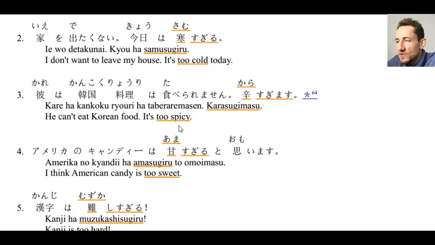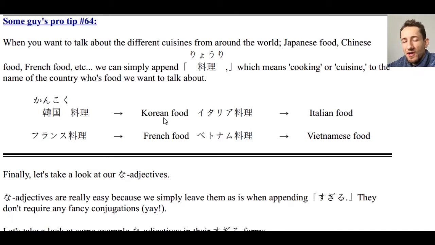He won't eat Korean food because it's too spicy. And here we have a little pro tip. So when we want to talk about food, 料理, we can just talk about a country's cuisine by placing 料理 after the country. So we have 韓国料理, Korean food, イタリア料理, Italian food, フランス料理, French food, ベトナム料理, Vietnamese food, アメリカ料理, American food, I don't know what that would be. Hot dogs, hamburgers, I guess. But that's very easy. So whatever the country, and then 料理, the food.